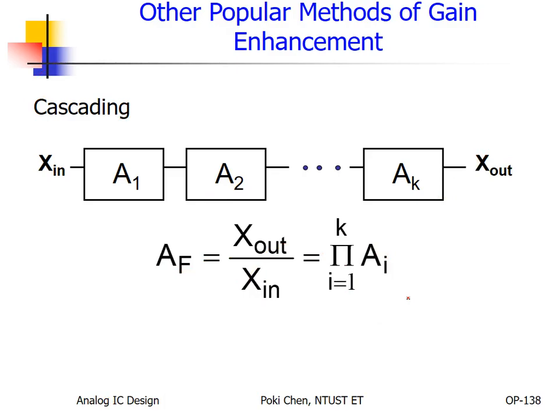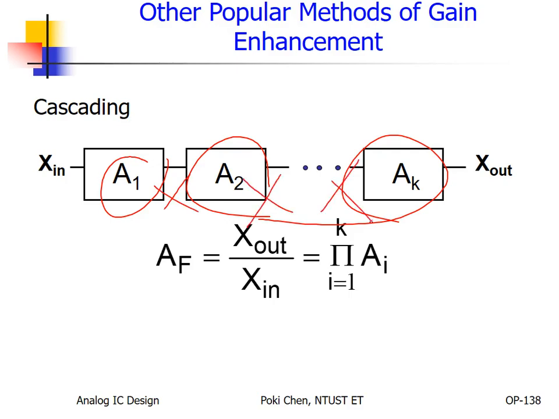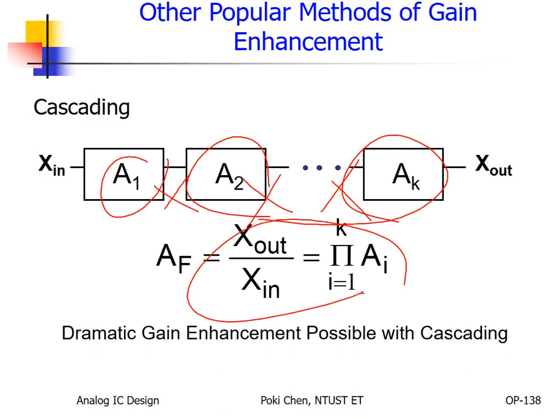Ideally, if A1 is not good enough, then we apply the second stage. Oh, not good enough, then another. In theory, the gain is the product, I mean, the multiplication of all of them. Oh, congratulations. But I need to warn you. I told you already.